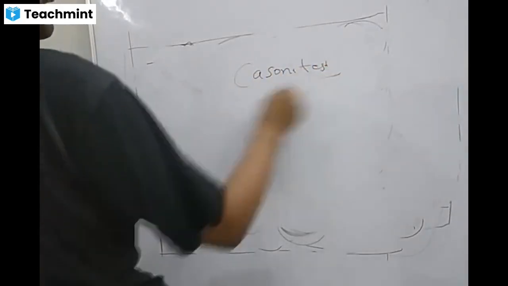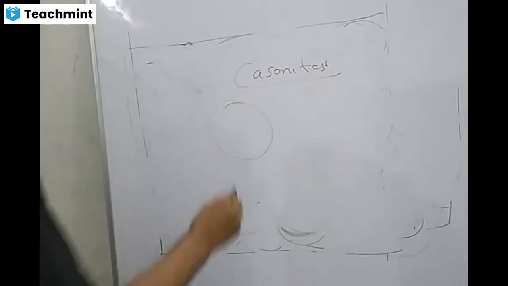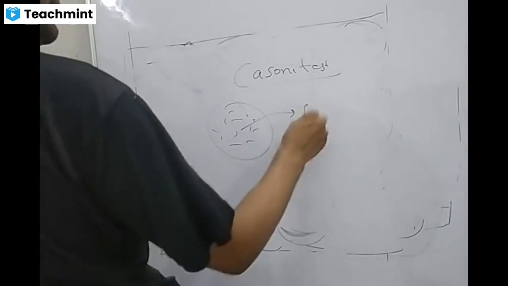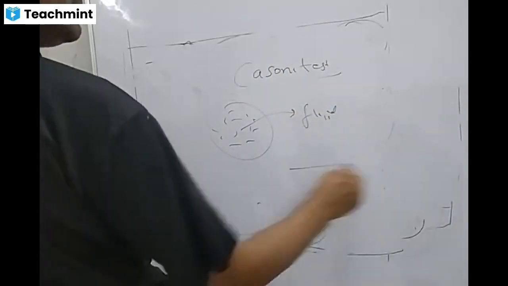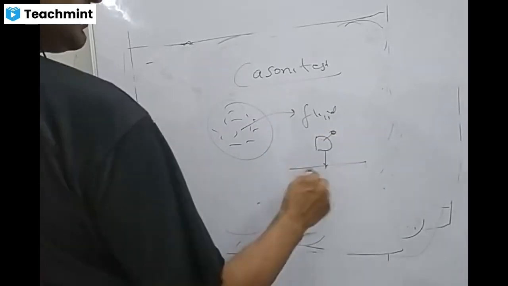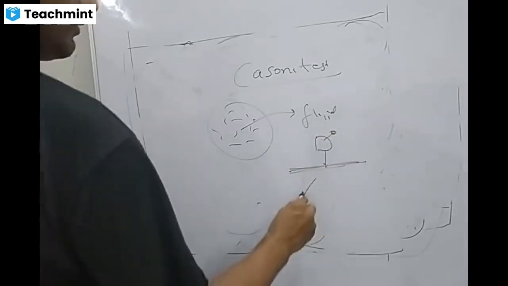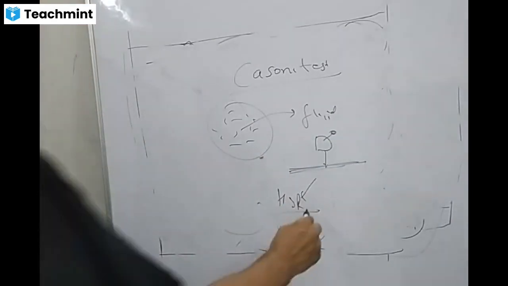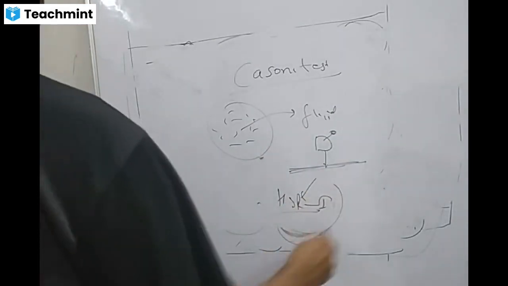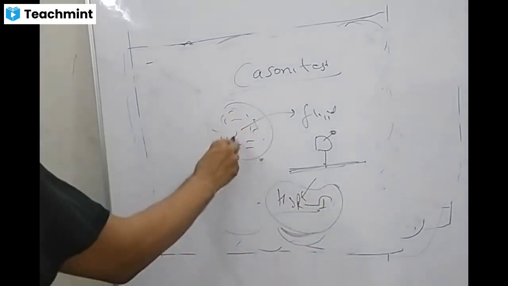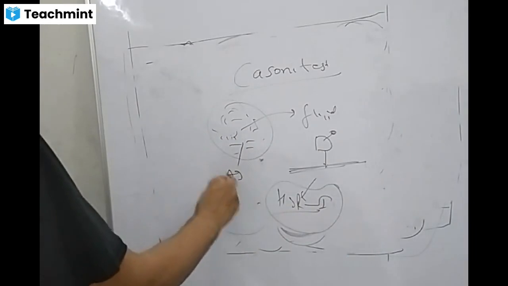Cazzoni's test. In this test, this is the cyst filled with the fluid. We remove the fluid, and with the help of this skin, we inject this and check for the hypersensitivity reaction. So this test will tell you about the hypersensitivity reaction. This fluid contains antigen.